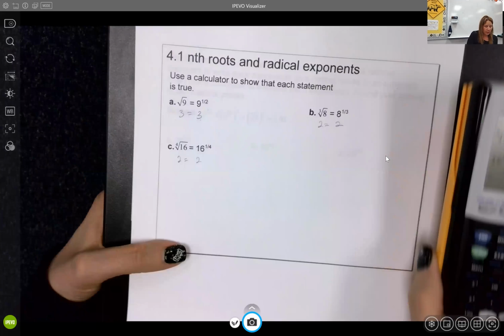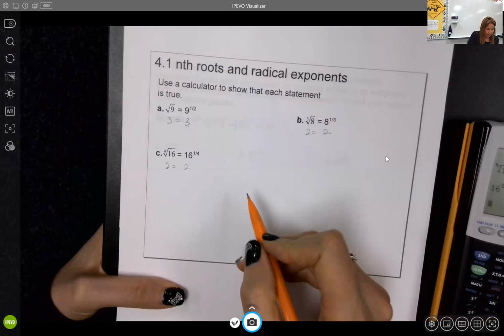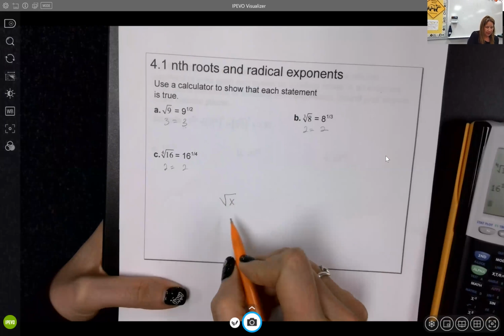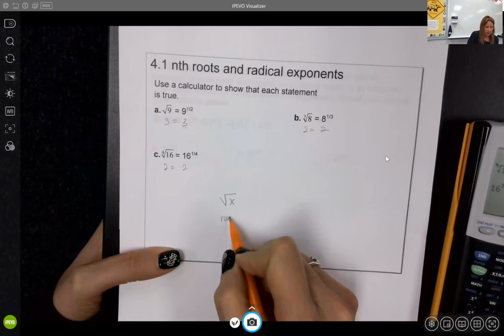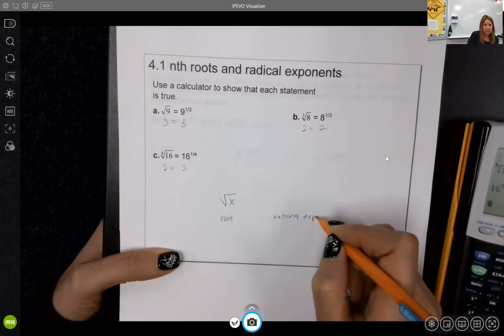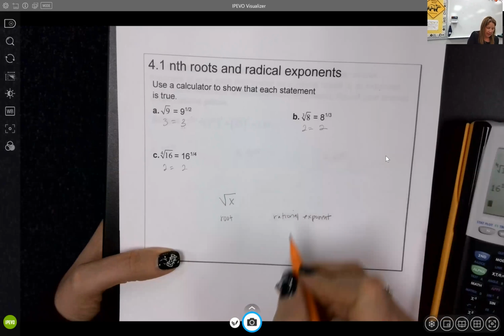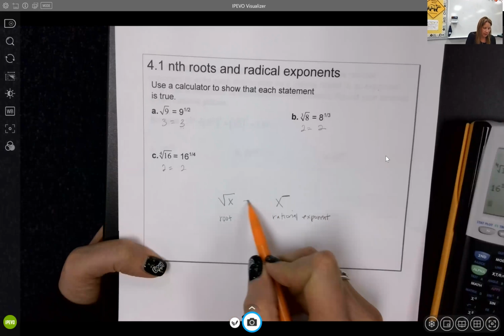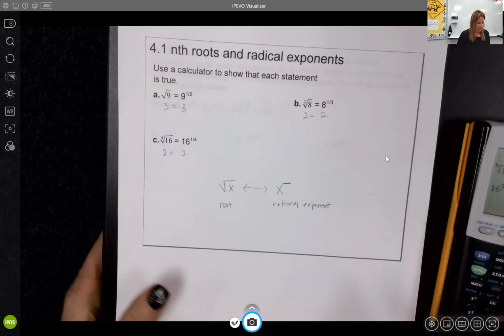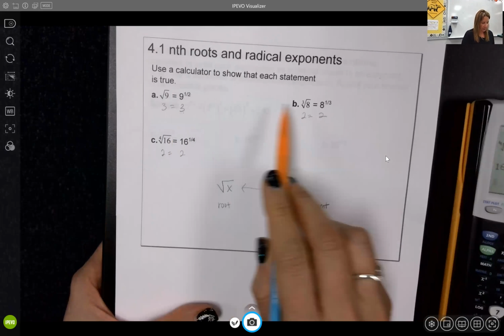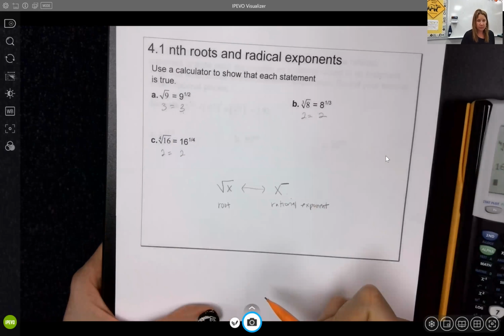So if I were going to write the square root of x, this is my root form. If I wrote it as a rational exponent, I would have x to a power that would be a fraction. I can convert these two forms back and forth. So if I were going to write this as x to a power, looking at how we did these, what do you think that power would be?